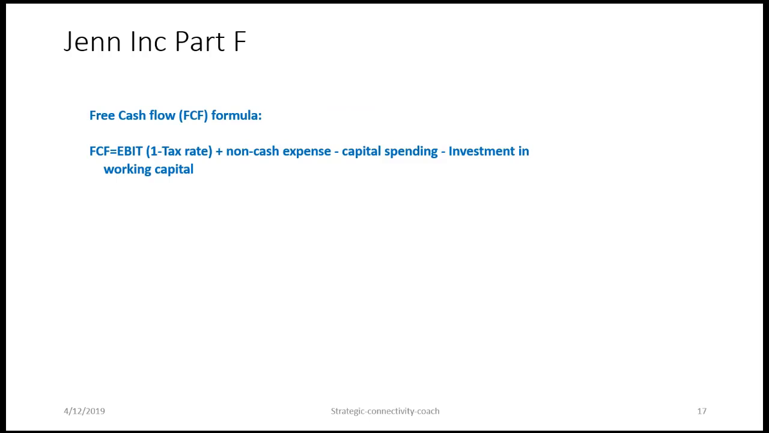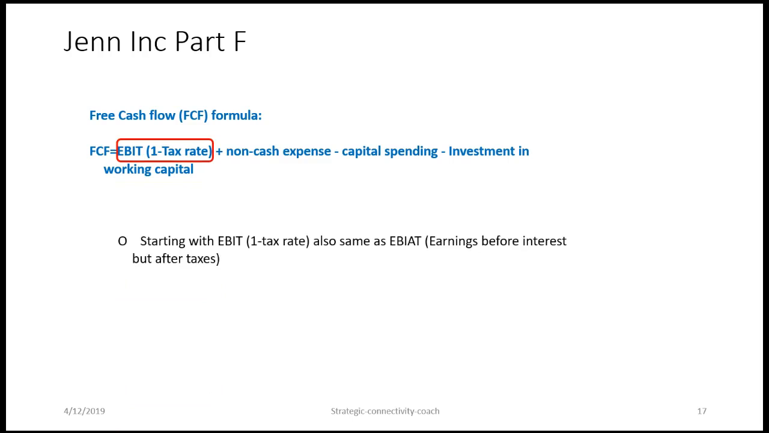So starting with the free cash flow. The free cash flow formula is EBIT after taxes plus non-cash expense, which is your depreciation, subtracting any investment we are making in capital to run our business, and any investment in the working capital, which is adding more inventory or accounts receivable and so on. So let's talk about each one of them, starting with the EBIT piece of it.